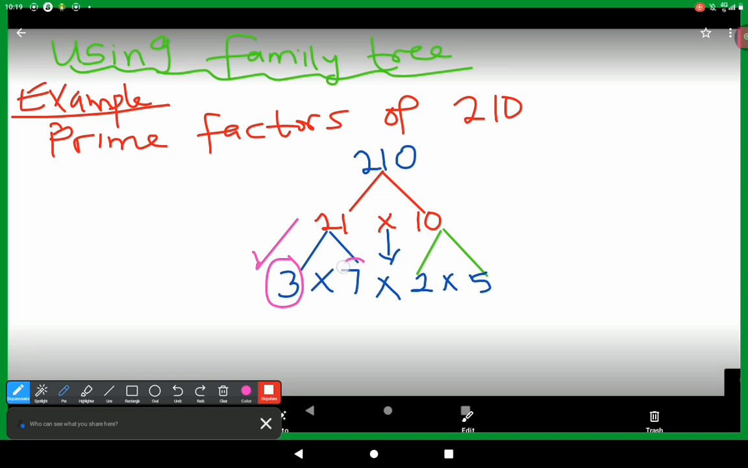Is 7 a prime number? Yes, 7 is a prime number. That is 1 times 7. Nothing else can give you 7 apart from 1 times 7. So it is a prime number. I'm not going to touch it anymore.